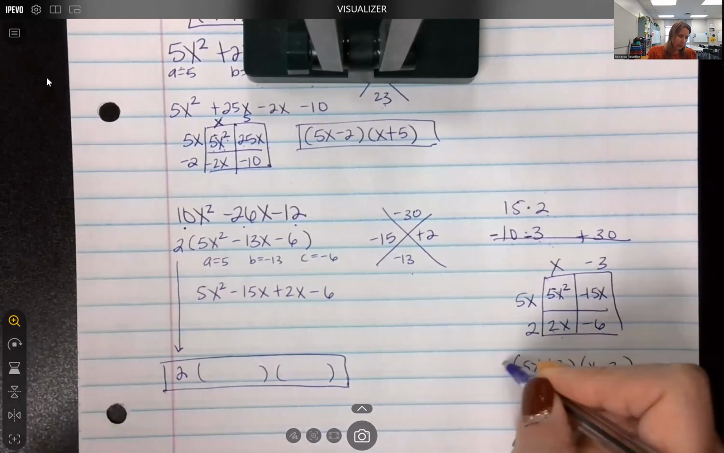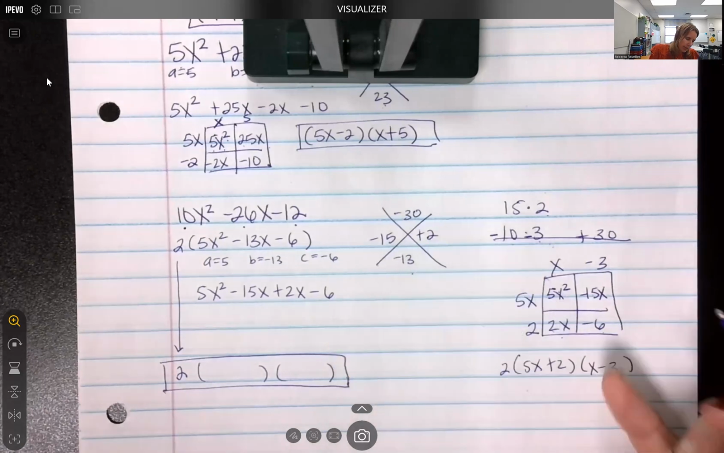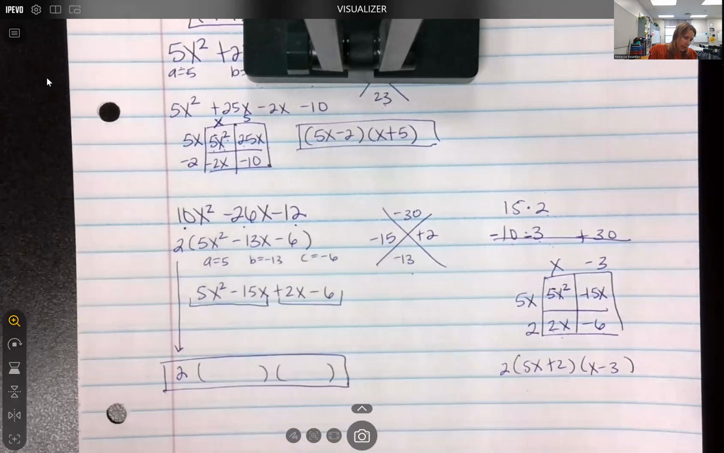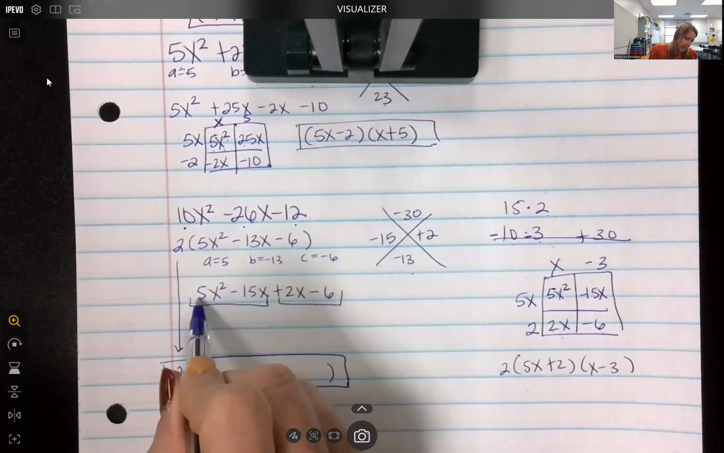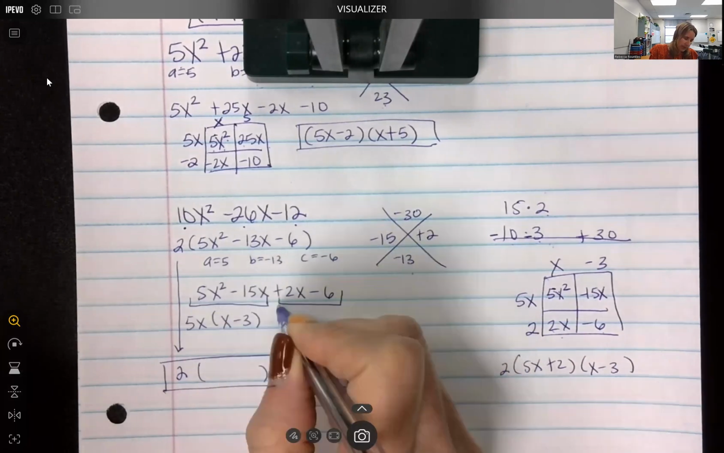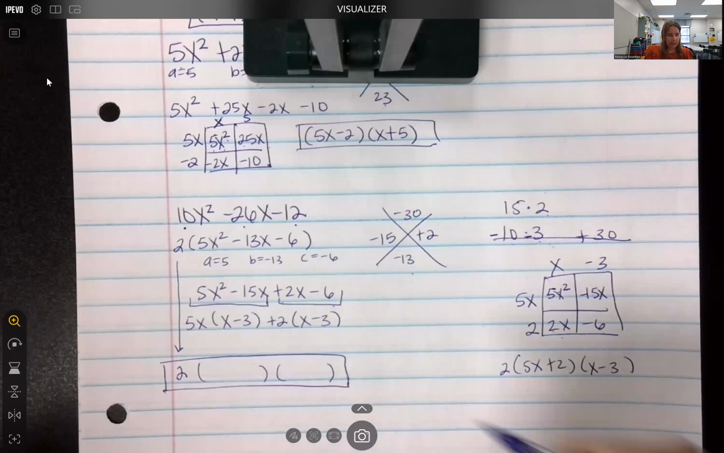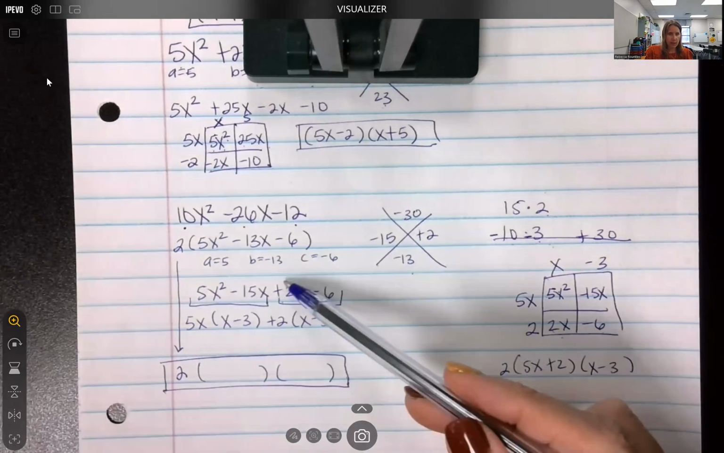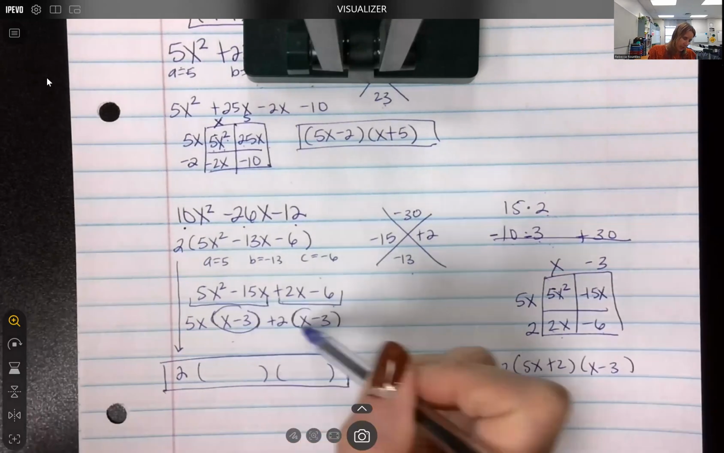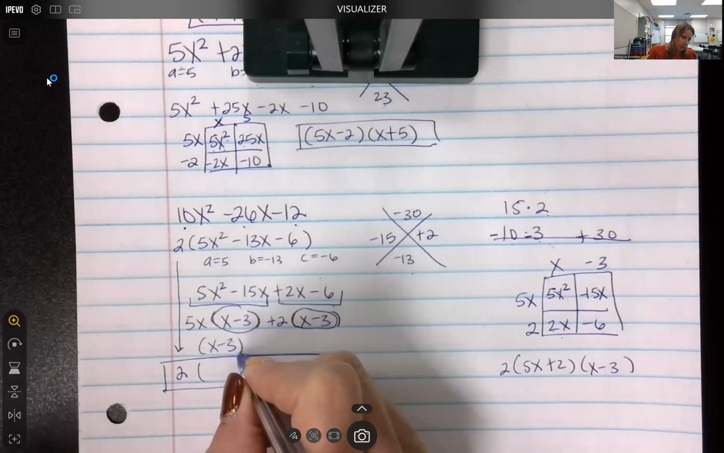Now, I left some room here because I want to go over the grouping method for those of you that use grouping. Okay, so if you do use grouping, you want to group them into these 2 groups and then take out the greatest common factor. So the greatest common factor of these 2 terms is 5x, and that leaves me with x minus 3. And then the greatest common factor between these 2 terms is positive 2, and that leaves me with x minus 3. Okay, so once I've done that, where I've broken them into 2 groups and then taken the GCF out of each group, then I look for the one that's common there, and it's x minus 3. So x minus 3 is one of the factors, okay? And then the other factor is what's left over, 5x and positive 2.